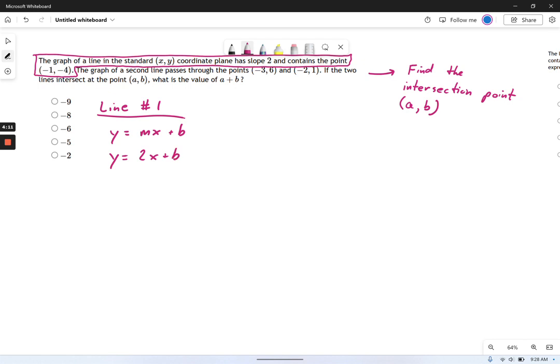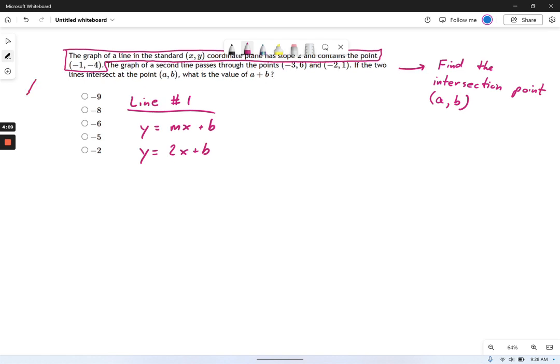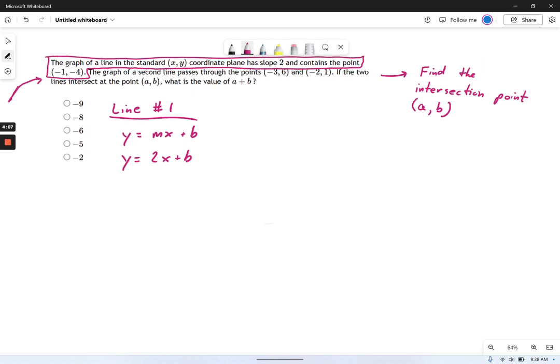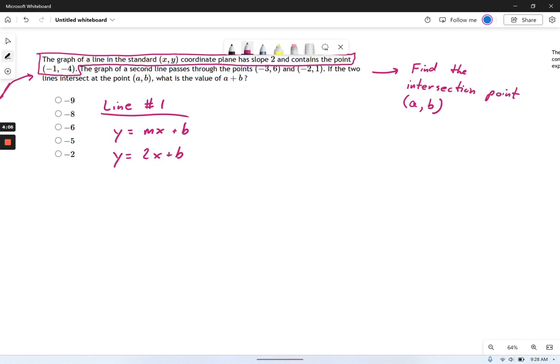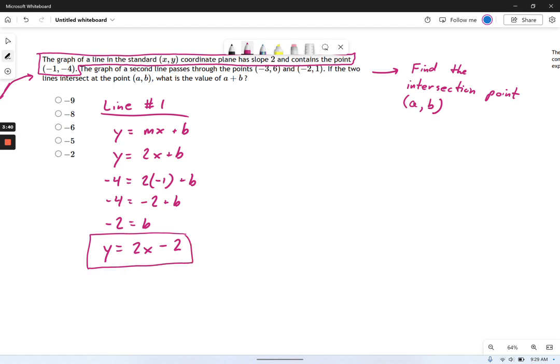And now I'm going to plug in that point that I'm given, this point right here, (-1, -4). Okay, so -4 is the y value, -1 is the x value, and you see that's going to give me -4 equals -2 plus b. Well, that just tells me that b equals -2. And now I can write my line in standard form. y equals 2x minus 2, that's the slope 2 and the y-intercept. Okay, so that's my equation for line 1.